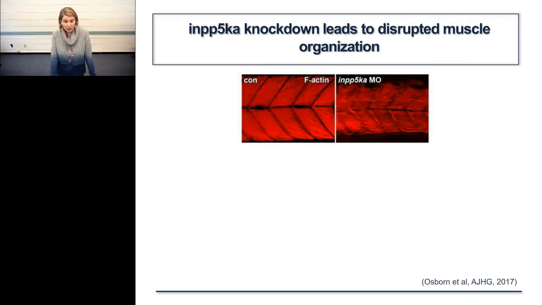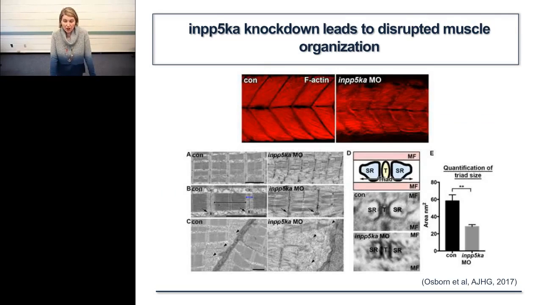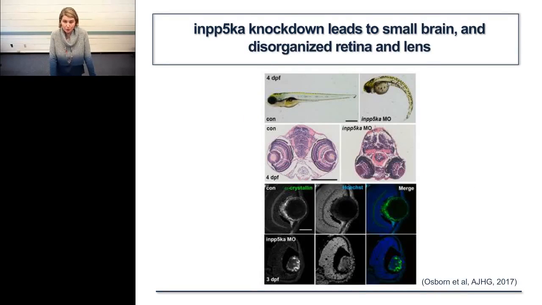The muscle in the morphant was disrupted. We looked at the ultrastructure of the muscle, and we saw disruption in the sarcomere, disruption in the myosepta, which are those areas where you have the connection between the different muscles, where the extracellular matrix deposits, and disruption in the triads, which is where regulation of contraction is controlled.